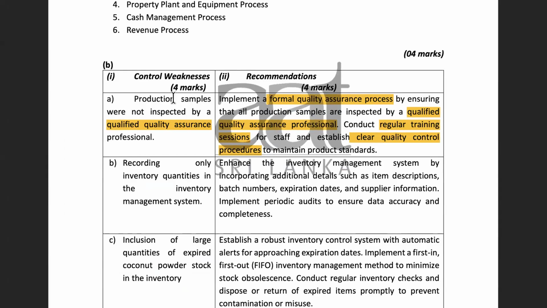So that's the weakness. You have to provide the answer in a table manner: control weakness, recommendations. So the production samples were not inspected by a qualified quality assurance professional. So we have to establish a formal quality assurance process, as well as arrange some qualified people to check the quality. And regularly we have to provide training sessions. So that's a good recommendation.